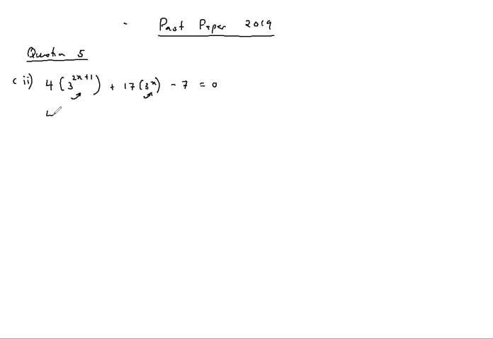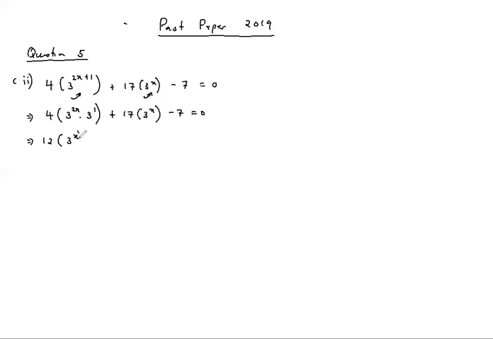So you extract it. So you're going to get 4 times 3 to the power 2x, multiplied by 3 to the power 1, plus 17 times 3 to the power x minus 7 is 0. The property we are using here is the property that says that if the powers are adding, you multiply using the same base with those powers. Okay? So this becomes 4 by 3. The 3 now can come out of the bracket, so that we say 4 by 3, which is 12.